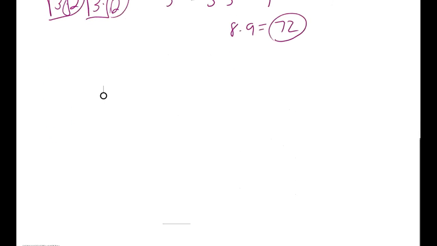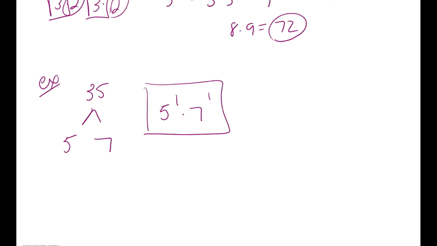Okay, let's work on another example. What if I had something like 35? Well, the first two numbers that jump to me would be 5 and 7. But 5 and 7 are both prime, which means I can't go any farther, meaning I'm ready to write my prime factorization. So my first prime, or my lowest prime, is 5, and I have one of those. And my next prime is 7, and I have one of those. So 5 to the 1 times 7 to the 1 is the prime factorization of 35.